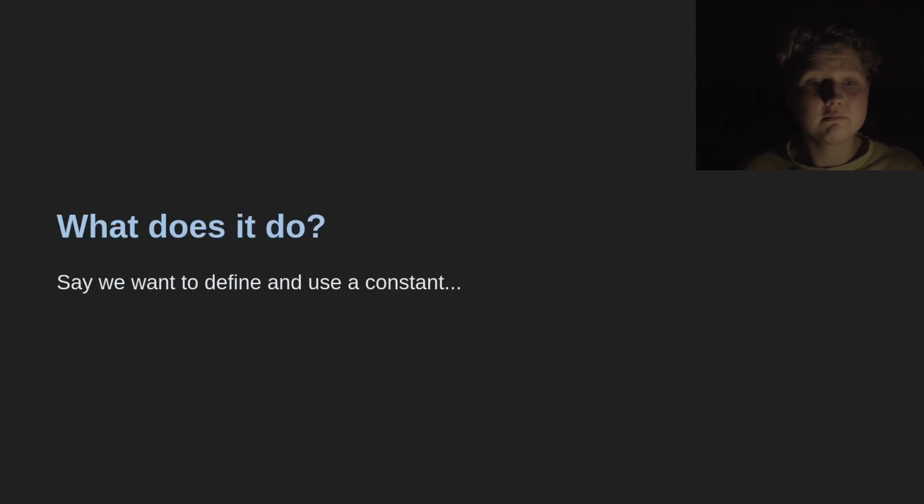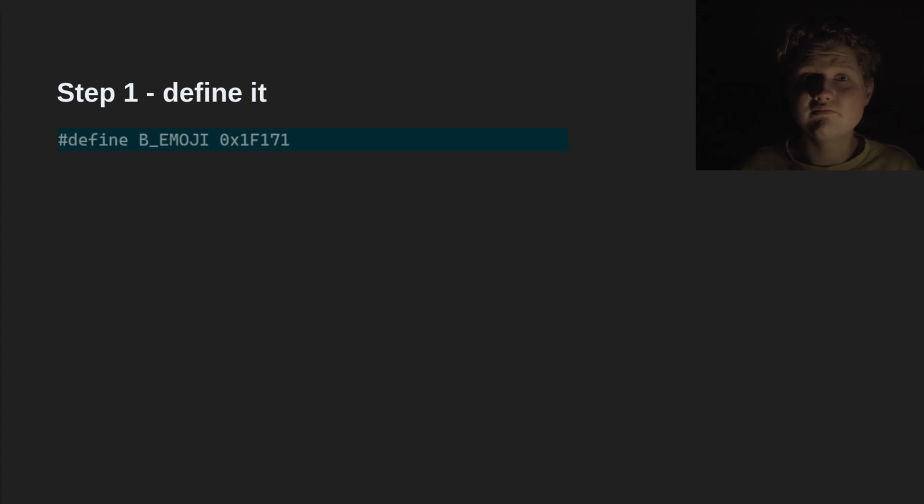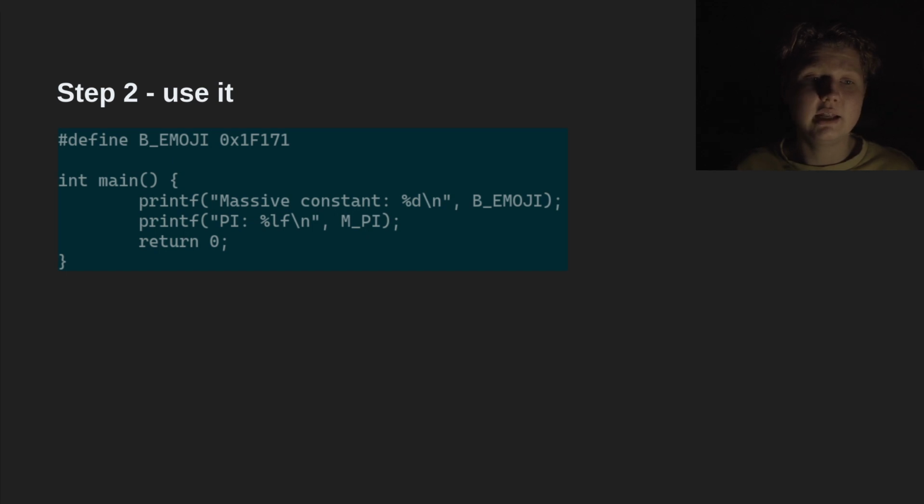What can I do? Let's say we want to define a constant. The way you do it is just define it. You type in hashtag define, the name of the constant, and give it some value. Then you just use it, and right here you can see we have two print statements. One is for the B emoji and the other is for pi. And once you use them, the compiler will take a step behind the scenes to replace these constants with the actual values of them.